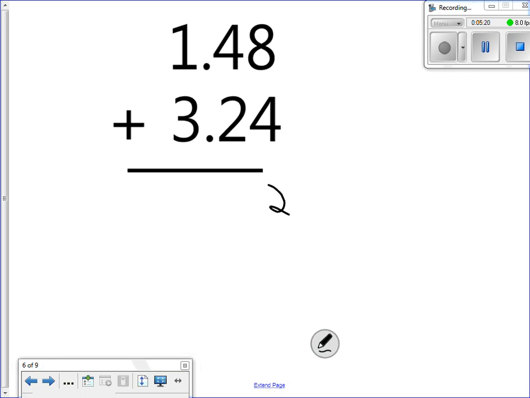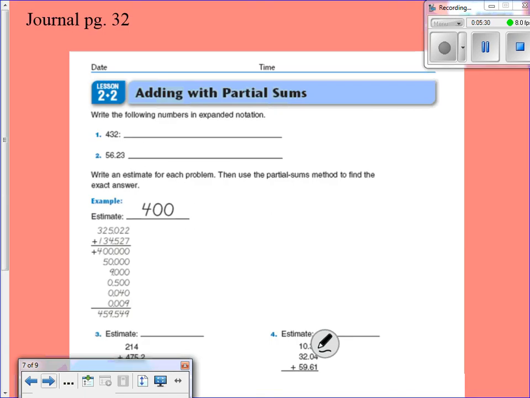8 plus 4, we have 12. 4 plus 1 is 5, plus 2 is 7. Let's carry the decimal down. 1 plus 3 is 4. Keep going here. This is what your problems are going to look like, and I don't want you to do any of this tonight. You're going to be doing this in class with me tomorrow, so if you have any questions, I'll be here to help you out.